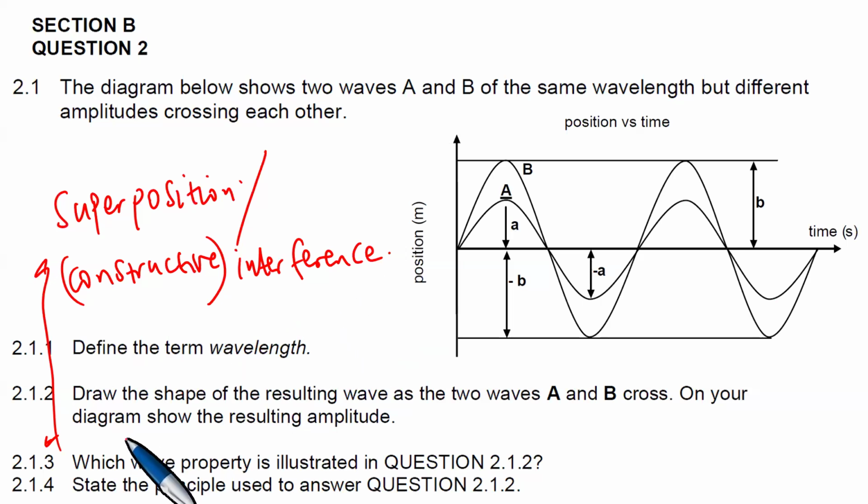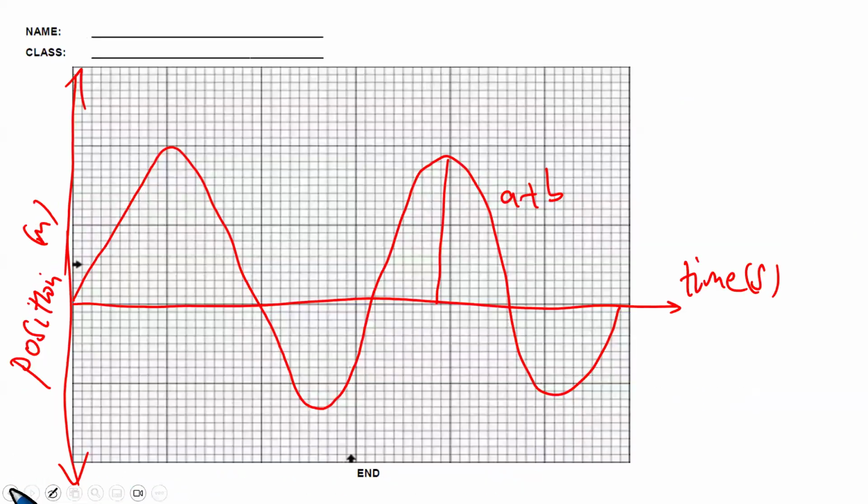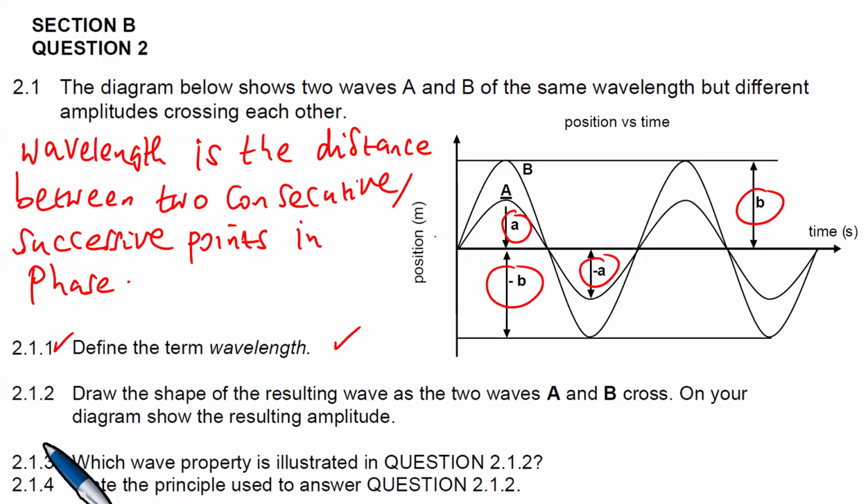Why is it superposition? It is superposition because we are adding the amplitudes. Now we can see that wave A has amplitude A, and wave B, which is higher here, has amplitude B. As a consequence, the two amplify each other. They increase because these are in phase.